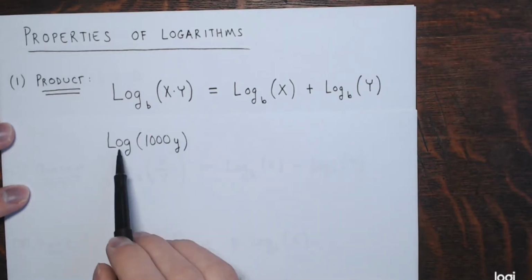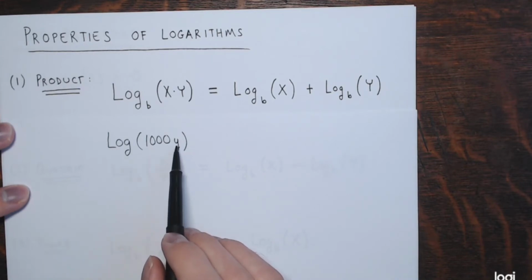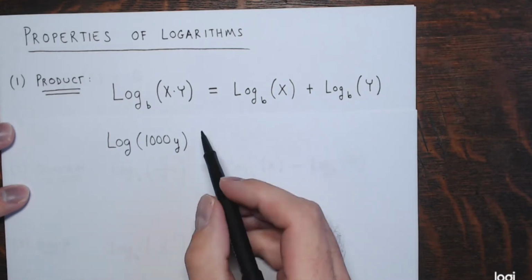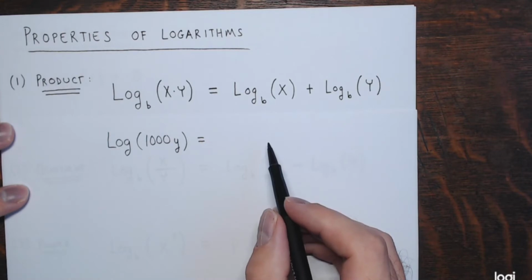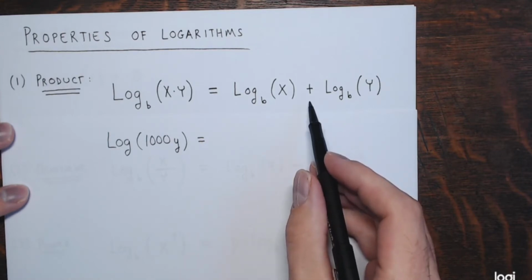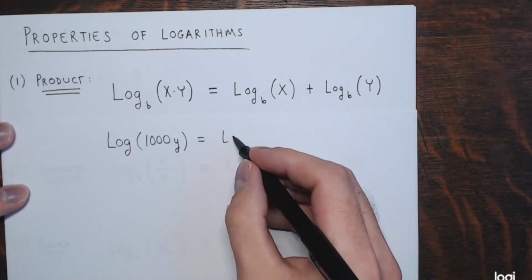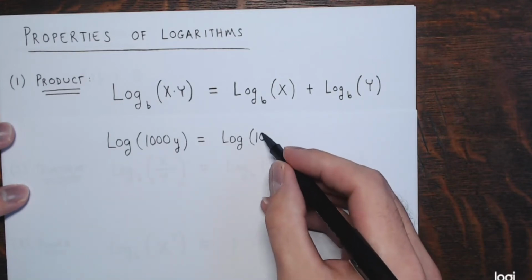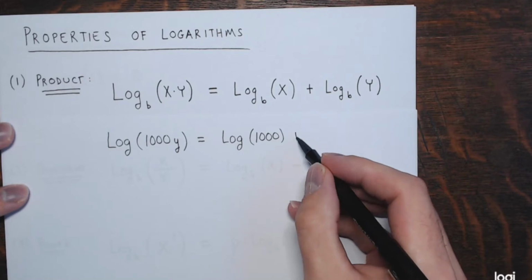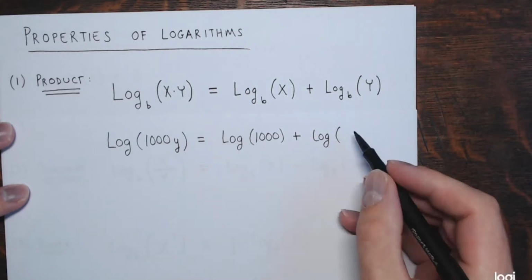So here I have the log base 10, again, no base means base 10, of 1,000 times y. This is a product. So because I have the log of a product, I can, if I wish, re-express it as the sum of two logarithms. All base 10 though, all the same base. So this would be the log base 10 of the first factor, 1,000, plus the log base 10 of the second factor, which is just y.